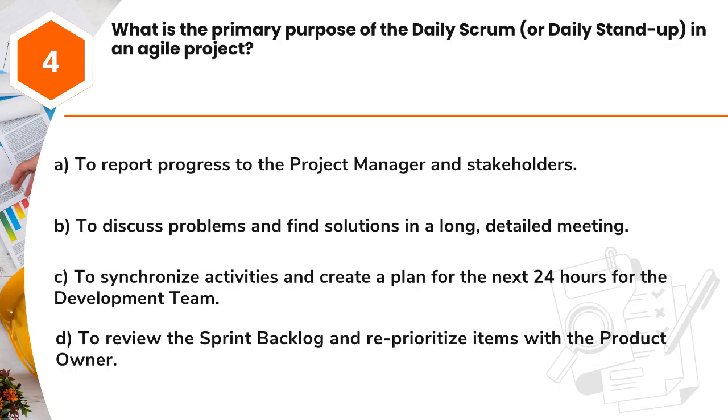Question 4. What is the primary purpose of the daily Scrum, or daily stand-up, in an Agile project? A. To report progress to the project manager and stakeholders. B. To discuss problems and find solutions in a long, detailed meeting. C. To synchronize activities and create a plan for the next 24 hours for the development team. D. To review the sprint backlog and reprioritize items with the product owner.